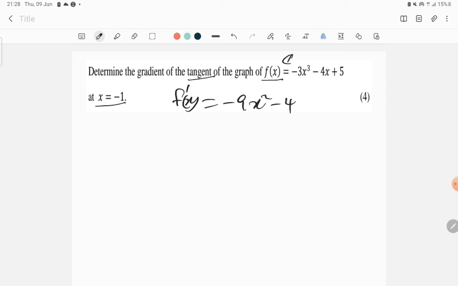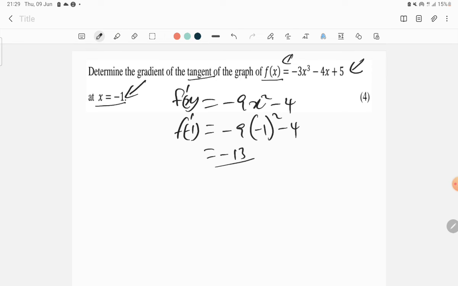So this is the gradient of this function. But at x equals negative 1, we can find the actual gradient. We have negative 9 times negative 1 whole squared, minus 4. So we have minus 9 minus 4, which is minus 13. This is the gradient of the function at x equal to negative 1.